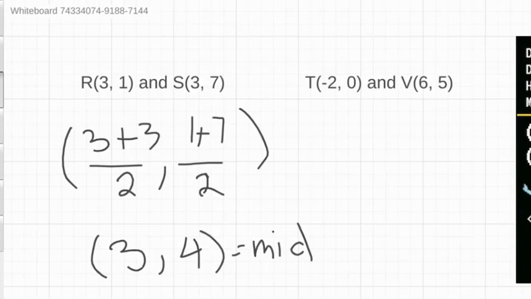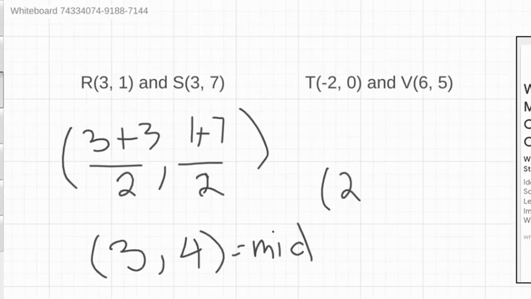For this next one, try it on your own. Come back when you have the answer. If we plug all of these points into the midpoint formula, we would eventually get our answer. For x, we would get 2. And for y, our coordinate would be 2.5.